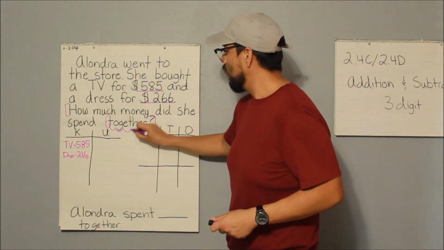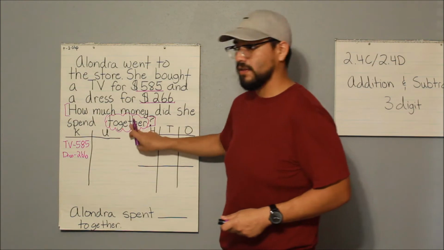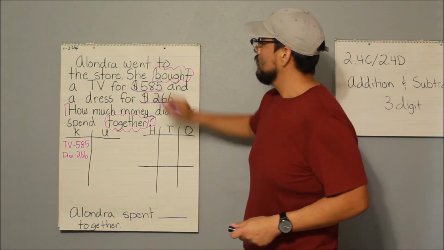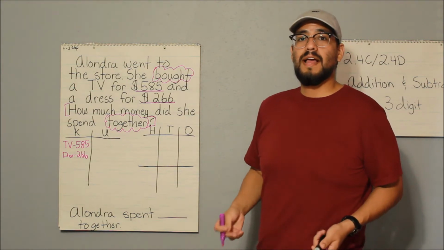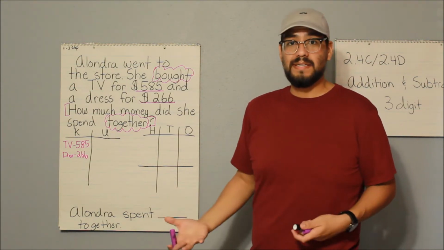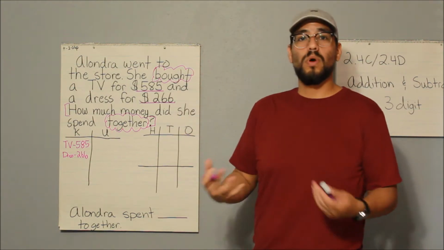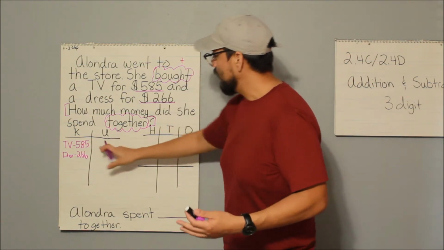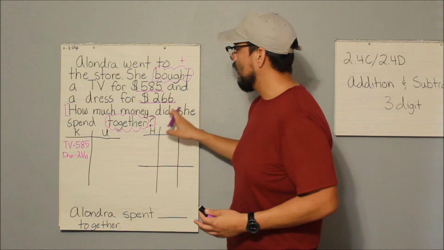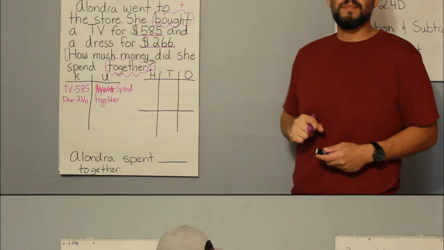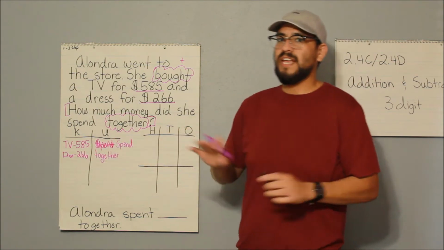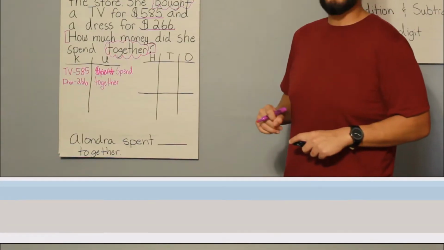So one of the key words in here is together. The other word is bought. Now, if I go to the store and I have bought something or I buy something, I know that I'm going to do what operation? Addition. So I know here that I need to find out how much she spent together. So here, all I'm going to do is write spend together. As you can see, I messed up. Ignore that. All right, over here, so now we have a place value chart.